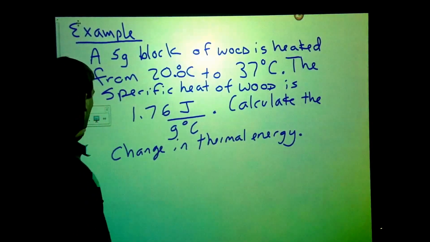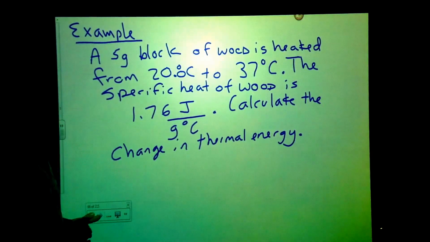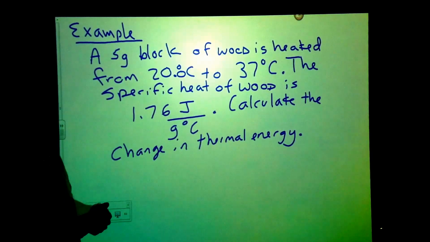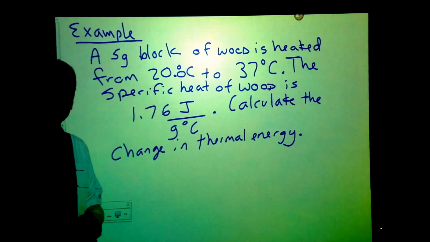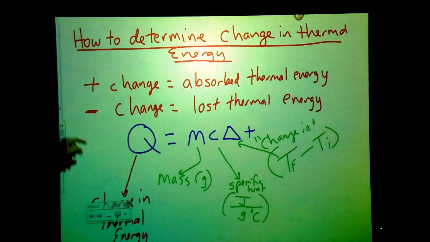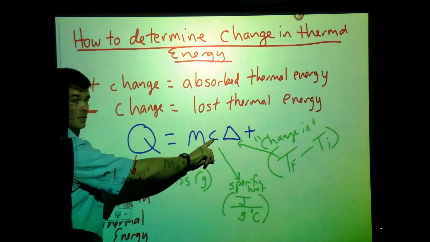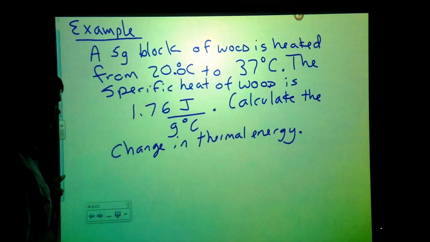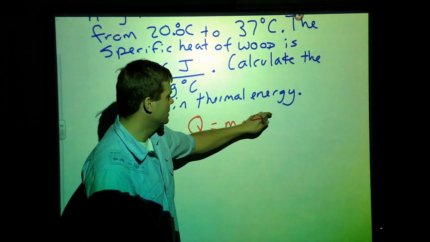Before we do, take a step back and look at how complicated this sounds. A 5-gram block of wood is heated from 20 degrees Celsius to 37 degrees Celsius. The specific heat of the wood is 1.76 joules per gram degree Celsius. Calculate the change in thermal energy. It seems cumbersome. Go back a page. I know that my change in thermal energy is equal to my mass times the specific heat of my material times my change in temperature. So let's do it. We're going to plug into that equation right here. Q equals mc delta T.